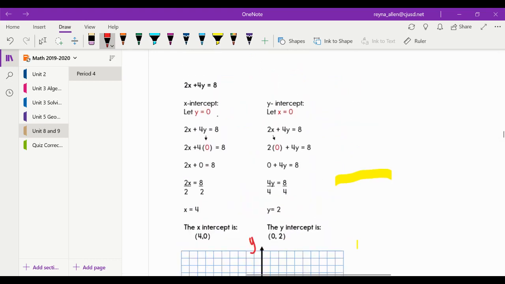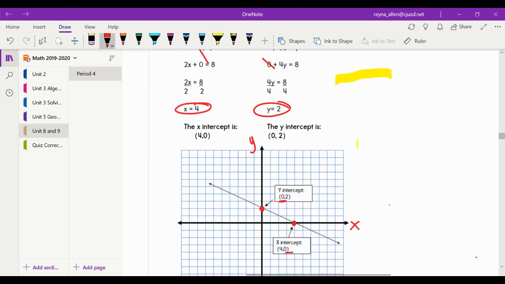So if you want your x-intercept, make y 0. If you want your y-intercept, make x 0. You substitute it in and then solve for your variable. So those cancel out. You get 2x equals 8, divided by 2, and you get an x-intercept of 4. 0 makes things cross out, which makes it easier. 8 divided by 4 is 2. So y-intercept of 2. So let's say this wasn't graphed yet. You can just put your 2 dots on your graph and then draw a line and you'd be done. Not too bad.